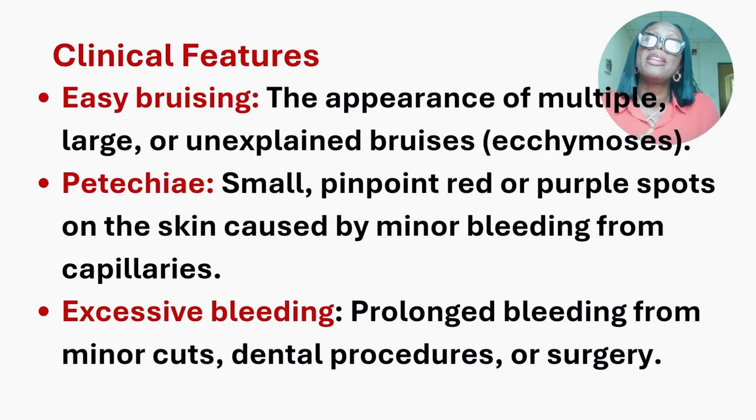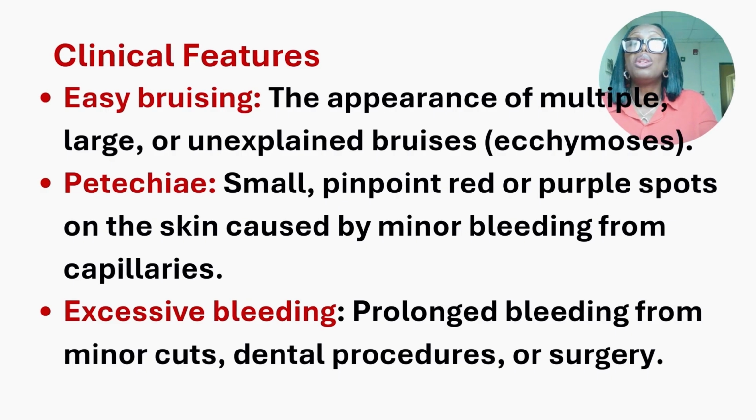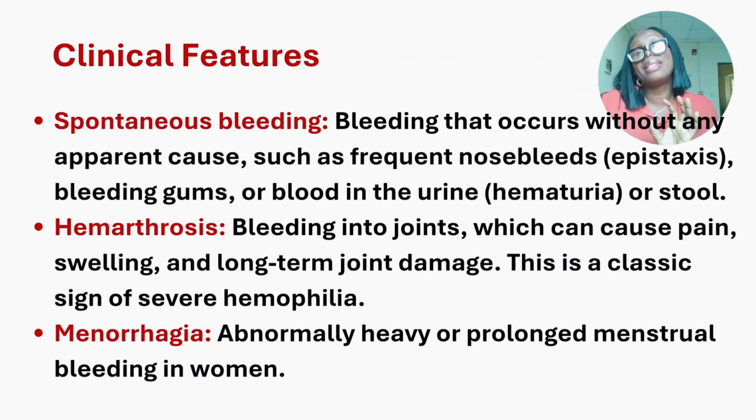What we call petechiae are small pinpoint red or purple spots on the skin caused by minor bleeding from capillaries. And then we have excessive bleeding, which is prolonged bleeding from minor cuts. You have a minor cut on your body, or dental procedures or surgery, and the particular place will not stop bleeding. The bleeding will just become excessive. That is a sign that the person might have a bleeding disorder.